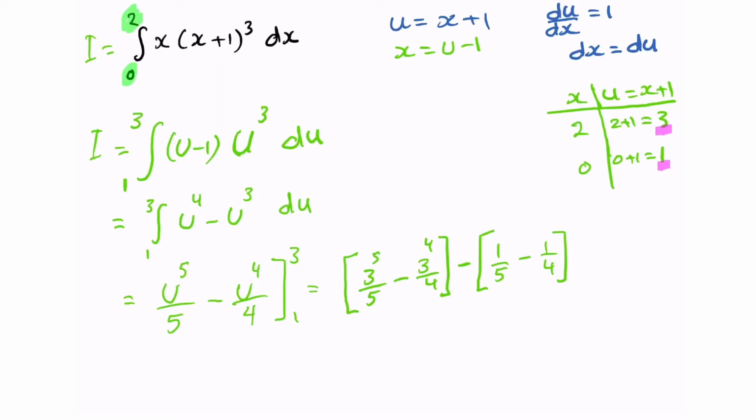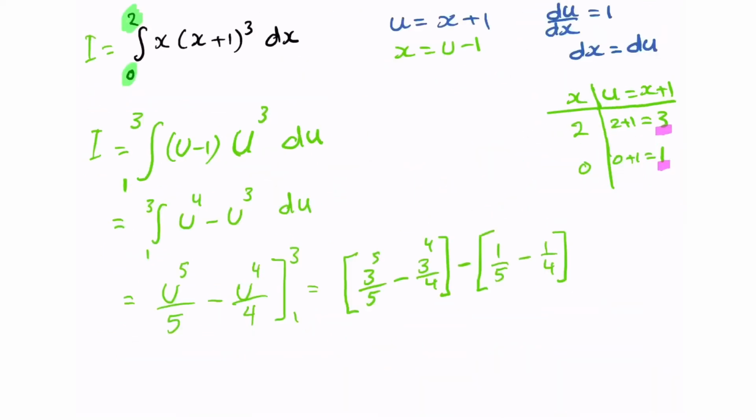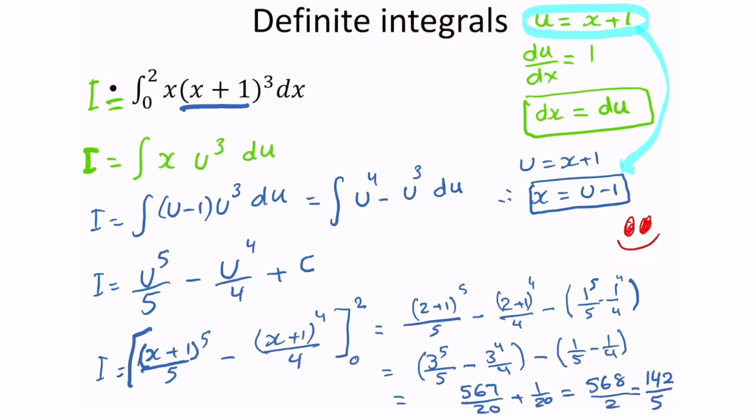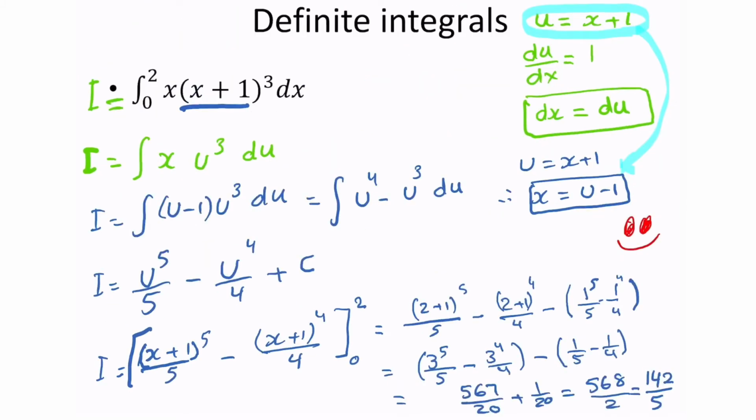You can use the calculator to give you the answer, and it should be the same answer as the previous one. It's 142 over 5, not the other one, that's from my previous video. Yeah, it's 142 over 5.